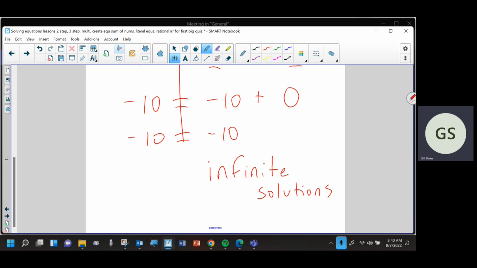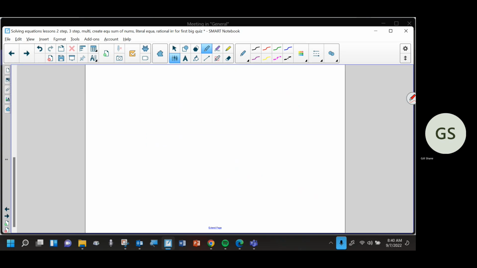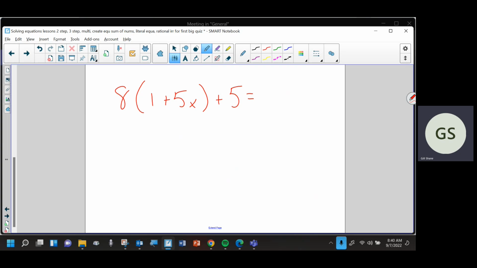Number 23. And that's really the, oh, actually, no, number 20 is kind of like that too. Number 20 has that much stuff going on. So number 23, 8, and then 1 plus 5x, and then plus 5 equals 13 plus 5x. I'll tell you right now, if you can do this one already, you're pretty much set on equations. It doesn't get any harder than this. So the fact that you may struggle with this, don't freak out. This is as hard as it gets.